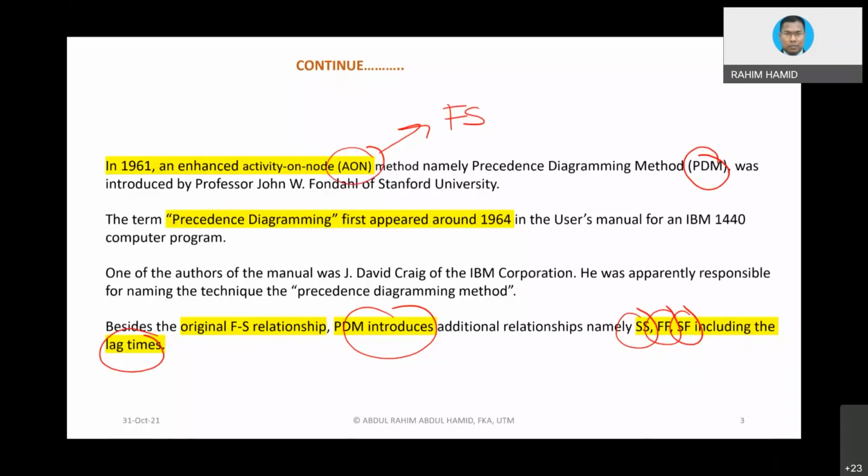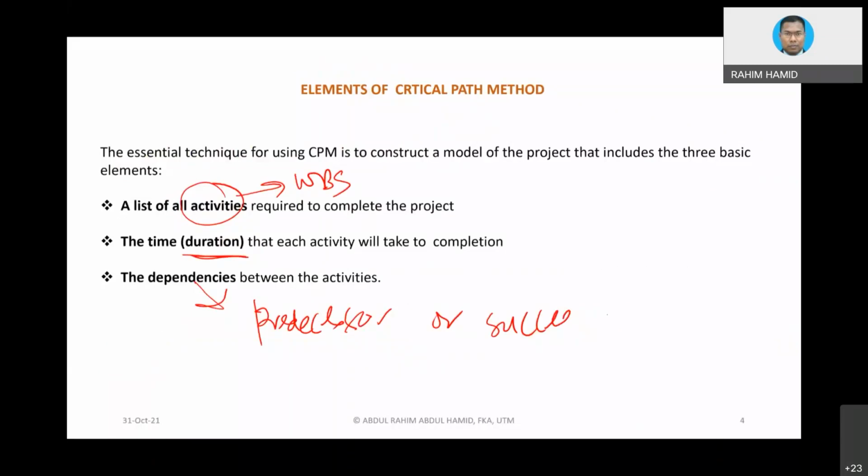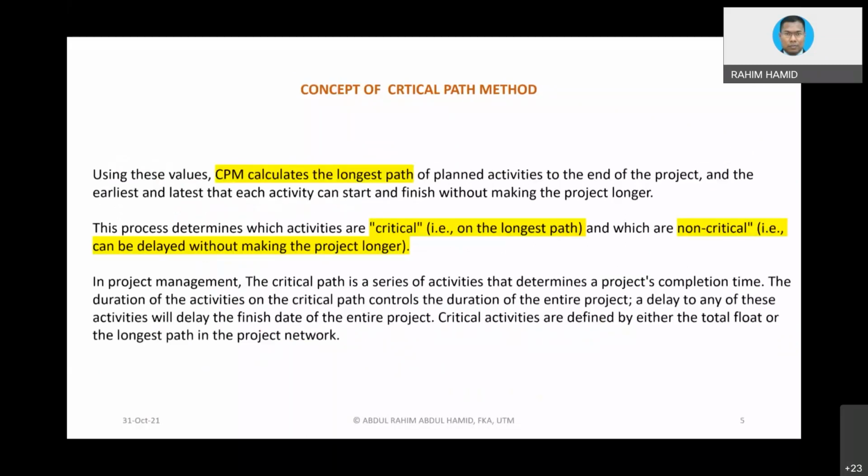Okay, all right. So in order to construct a network diagram, for sure we must come up with the list of activities from our WBS, and then we need to compute the duration for each activity, and then we figure out the dependency, or we call it predecessor or successor, doesn't matter. The most important thing is that you know which one relates to which. And then for sure, CPM calculates the longest path.